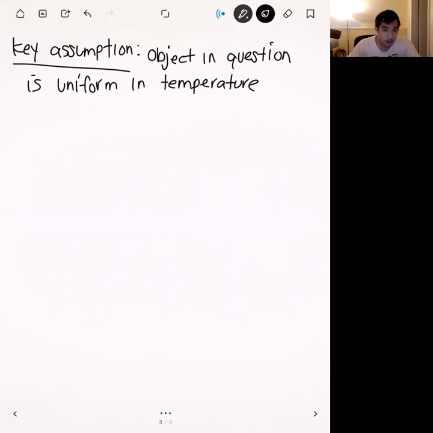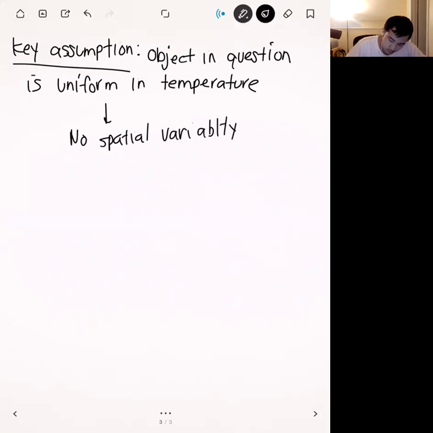The reason we make this assumption is that if you can assume the temperature is the same all throughout, then we don't have any spatial variability of temperature at all. And with no spatial variability, there's no reason for us to use any of the methods we've used up to this point, whether that be thermal circuits or the heat equation. So we can formulate a whole new set of equations that don't rely on space at all. And that's our lump capacitance method.